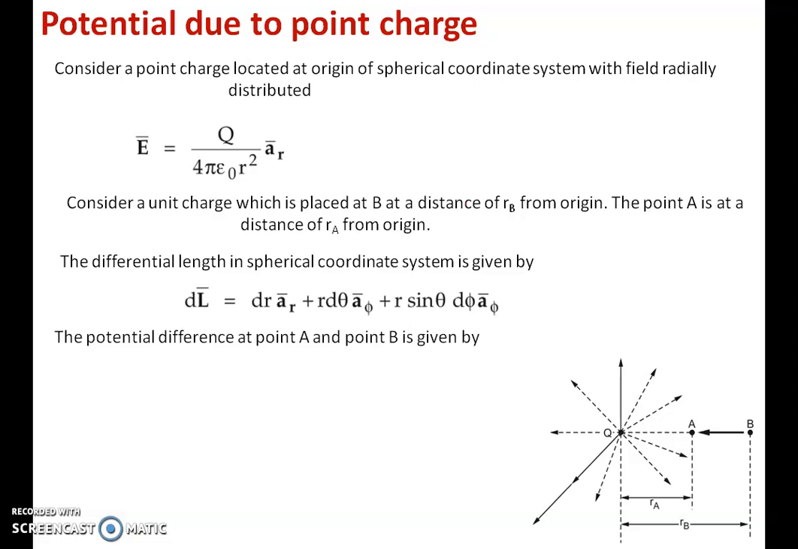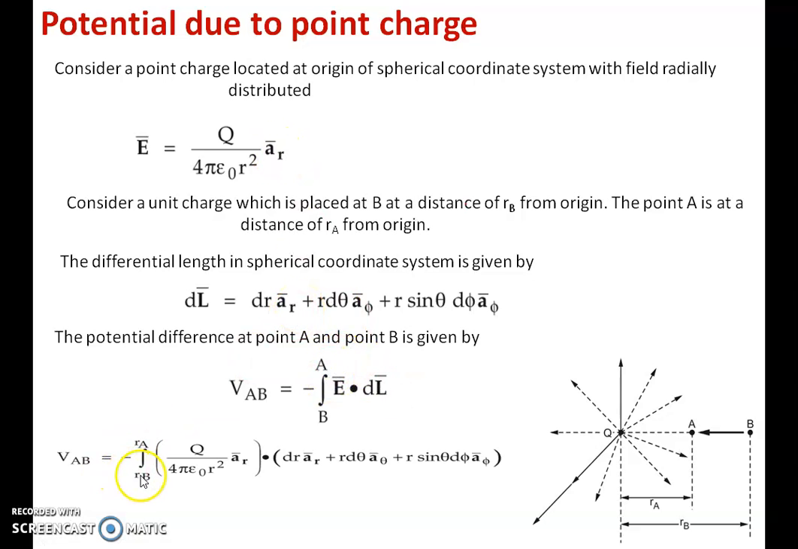Now the potential can be written as VAB, the work done when we move a unit positive charge from B to A, which is equal to minus integral from B to A of E dot dl. We know E, we know dl, so substitute both. But what is the length of movement here? The length of point A from origin is RA, and the length of B from origin is RB. So the integration limit will be from RB to RA.